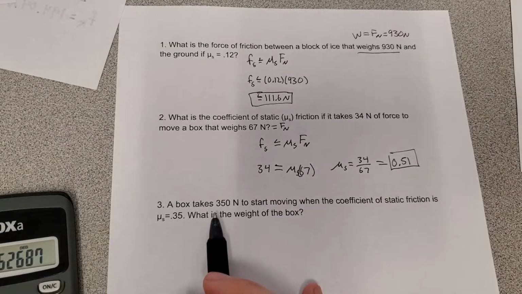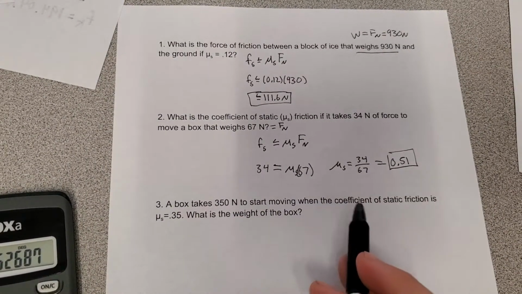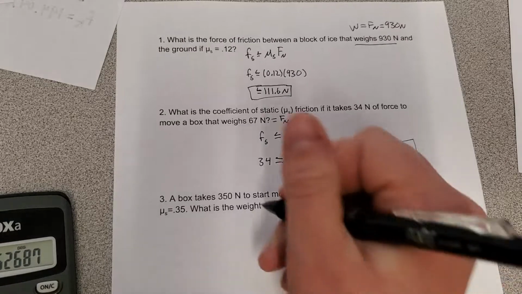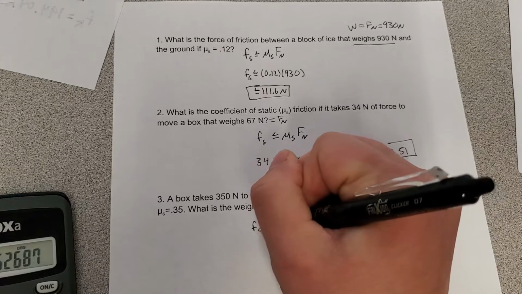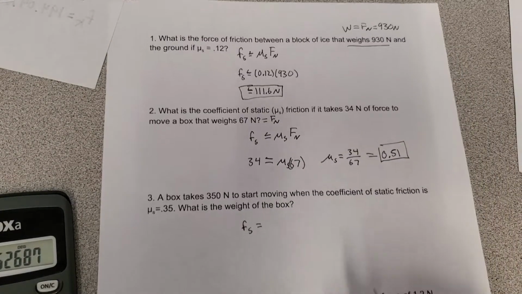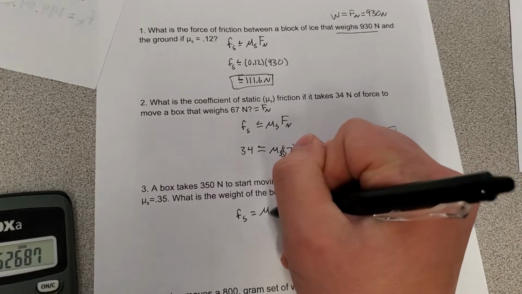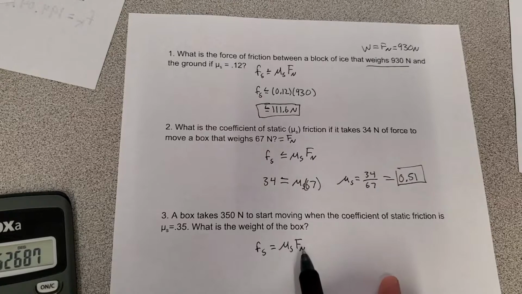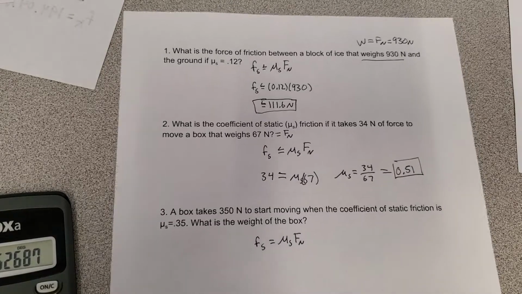A box takes 350 newtons to start moving when the coefficient of static friction is 0.35. What is the weight of the box? Again, just using this equation right here. Right, and let's not worry about the inequality anymore at this point. So mu s Fn, we know that Fn is the same as the weight, so if we find our normal force, we can find our weight.